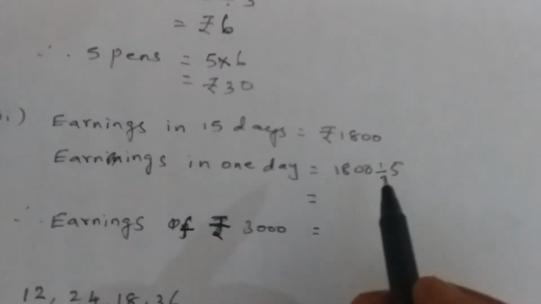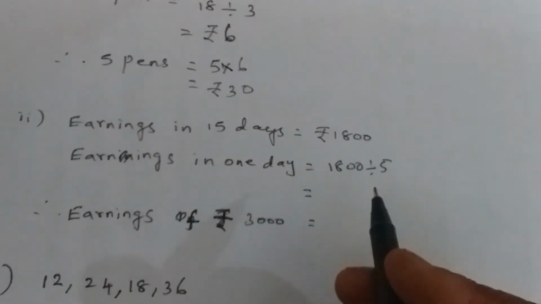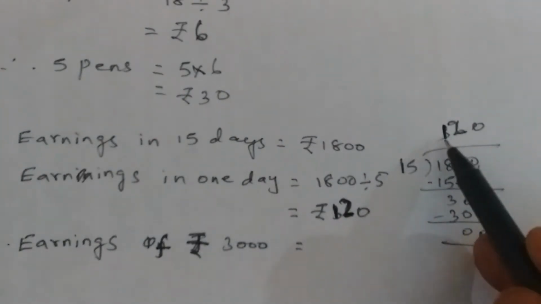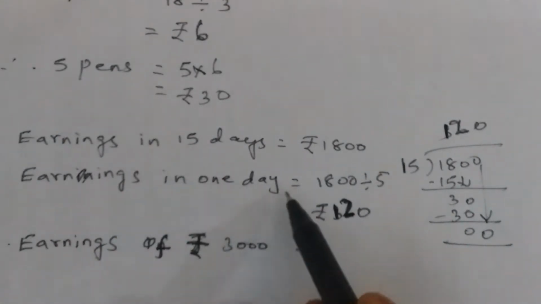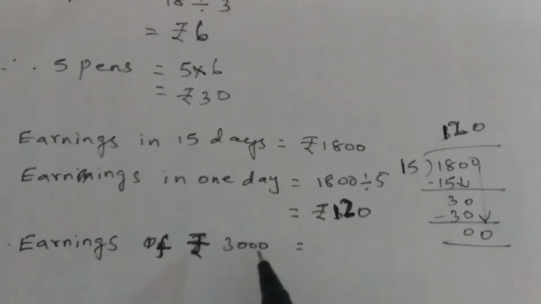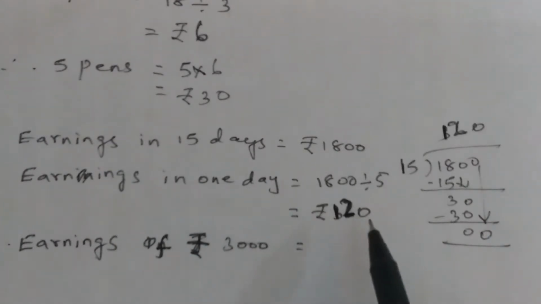It is the normal division we do. 1,800 divided by 15 gives 120. So rupees 120 is the earnings in 1 day. Now, earnings of rupees 3,000. She wanted to earn 3,000 rupees. If she works for 1 day, she will get 120 rupees.